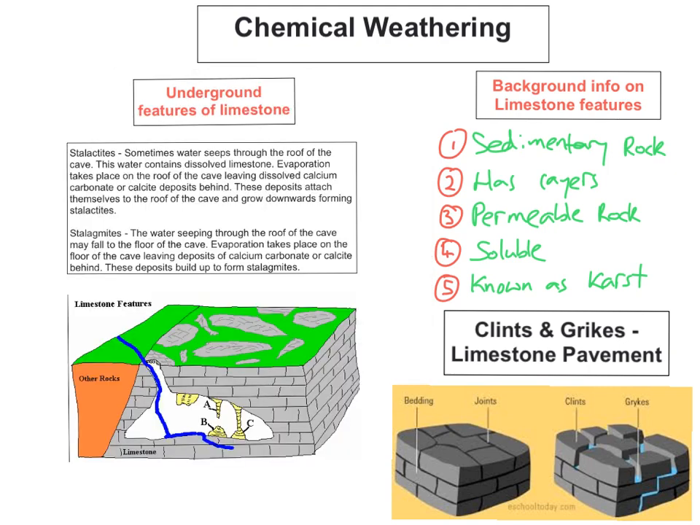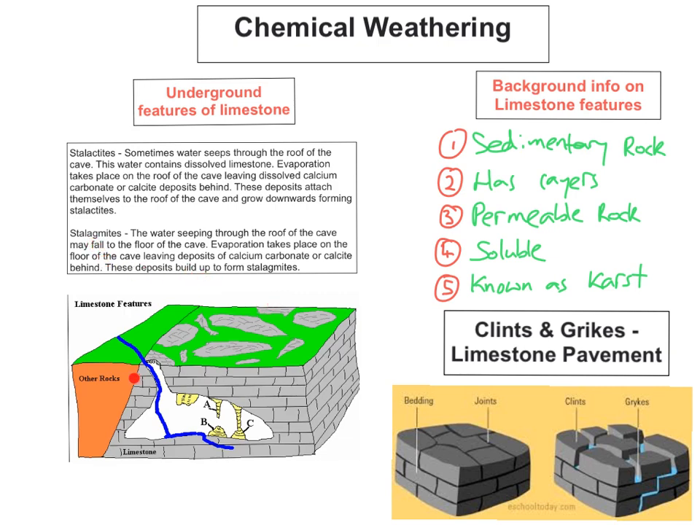So I've typed out for you two explanations for stalactites and stalagmites, and I would suggest that you learn these off. You need to know an underground feature and a surface feature, okay? So you know Clints and grykes for your surface, and for your underground feature you should know stalactites and stalagmites. A good way to know the difference between them, which one's on the top, which one's on the bottom, is that stalactites has a C in it, so C for ceiling, and stalagmites has a G for ground.